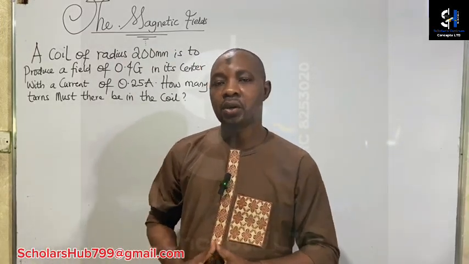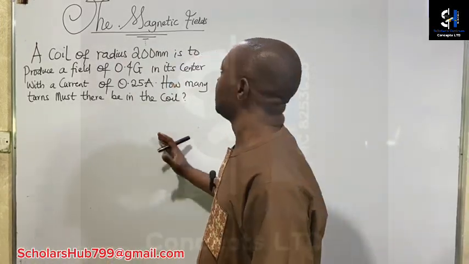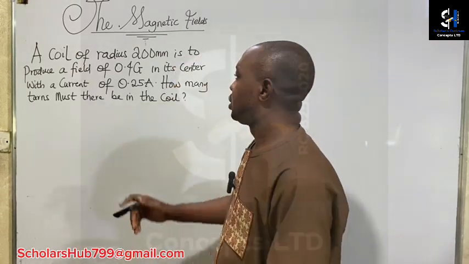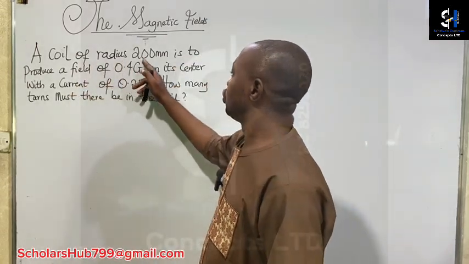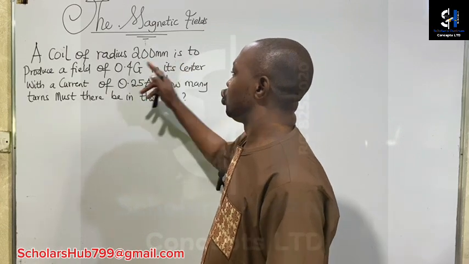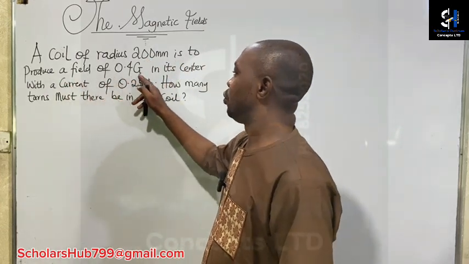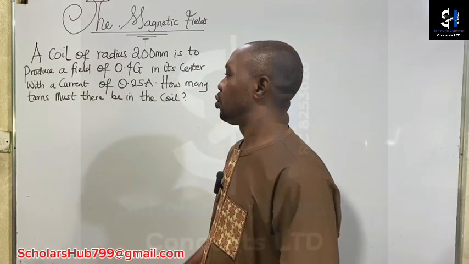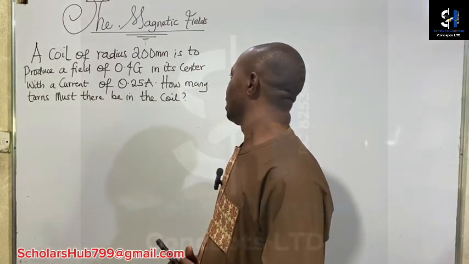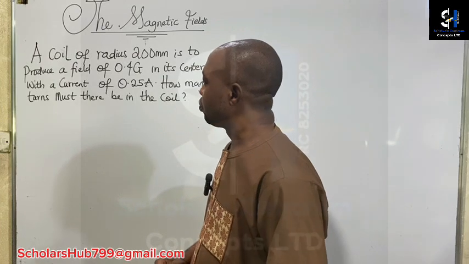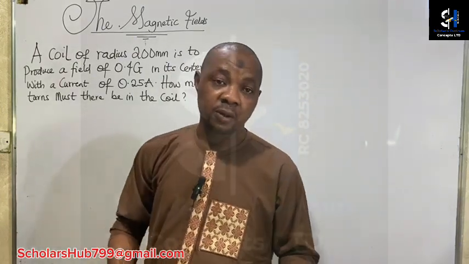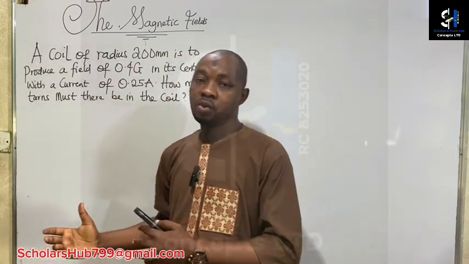In this tutorial we'll be learning how to solve this magnetic field question. The question reads: a coil of radius 200 millimeters is to produce a field of 0.4 Gauss in its center with a current of 0.25 amperes. How many turns must there be in the coil? That is, the number of turns is what we are required to find out.